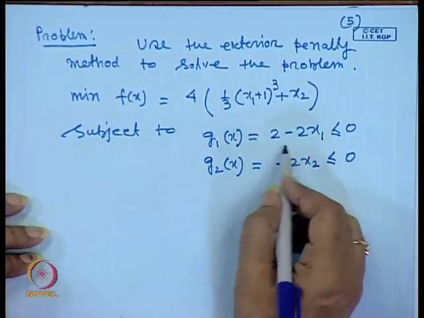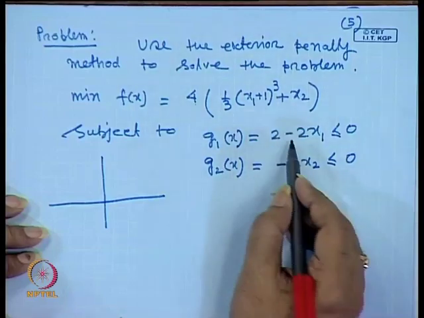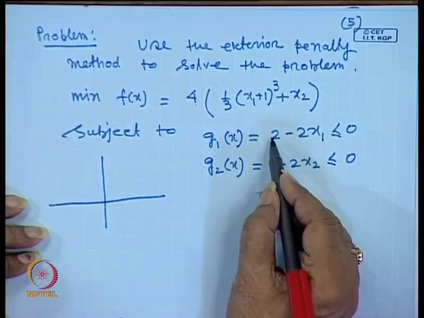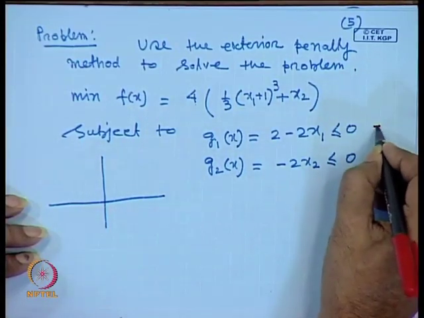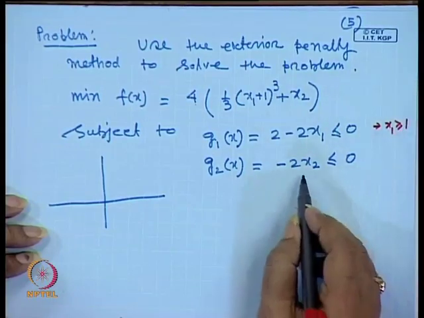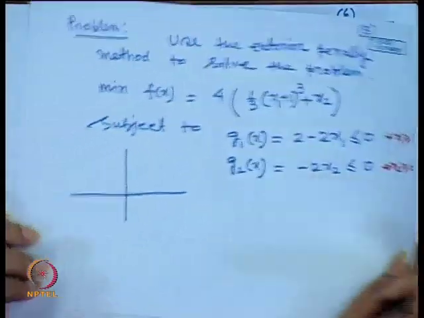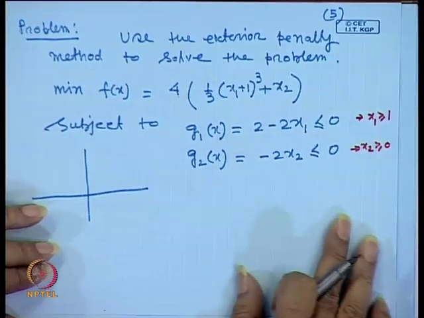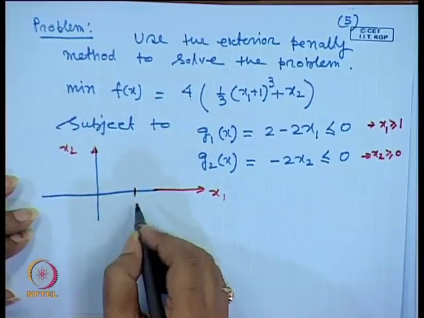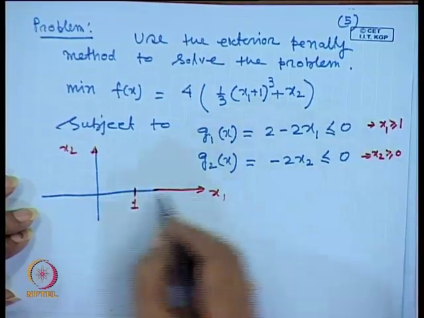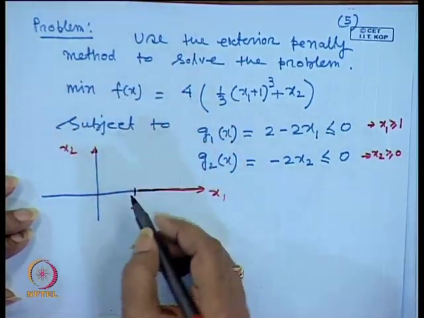If you look carefully at what these two equations indicate, our region is here. We can write it as minus 2 plus 2 x 1 is greater than or equal to 0, so x 1 is greater than or equal to 1, and x 2 is greater than or equal to 0. If this is x 1 in this direction and this is x 2, then x 1 is greater than or equal to 1 and the whole region is the feasible region, and x 2 is greater than 0, that means the upper portion of this is 0.